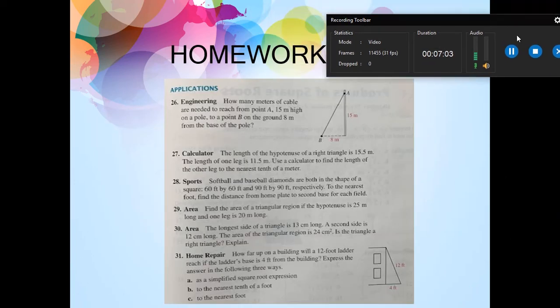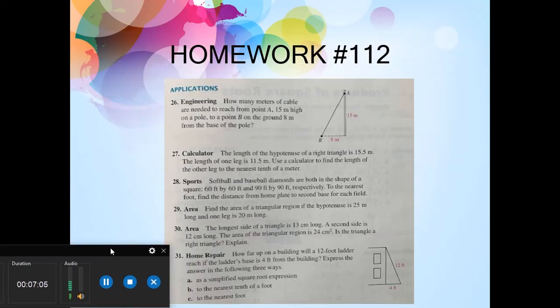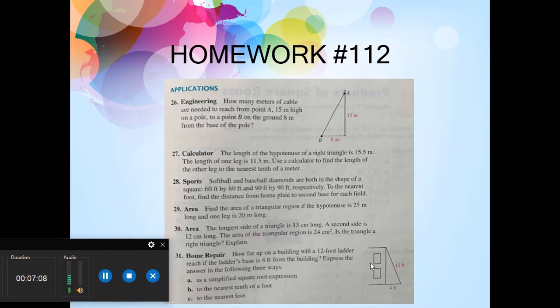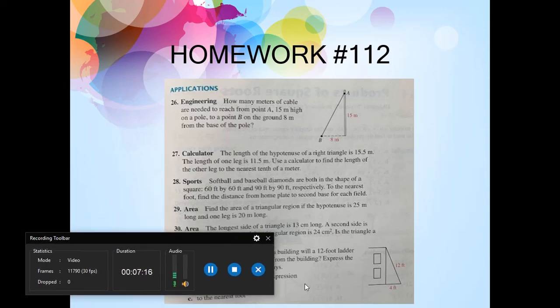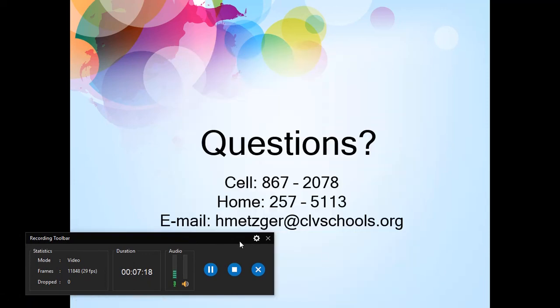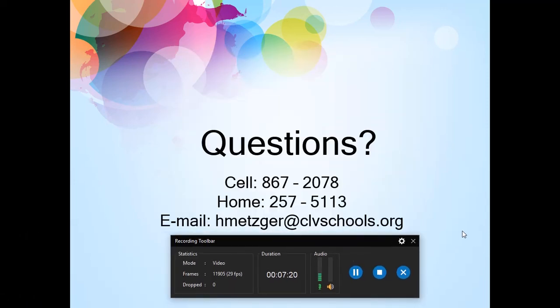This is the homework for today. This is number 112. There's only 6 word problems. Please make sure that you draw a picture if it's not already there and that you show me all work, and then submit your assignment as soon as you've completed it. If you have any questions while you go through your assignment, please don't be afraid to contact me, and make sure you submit your assignment as a PDF.